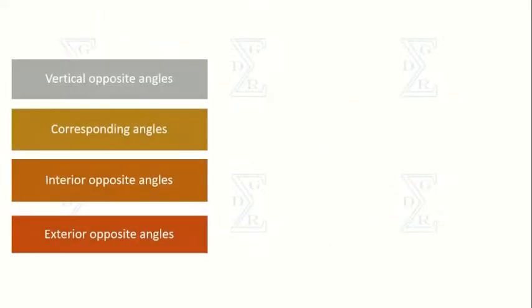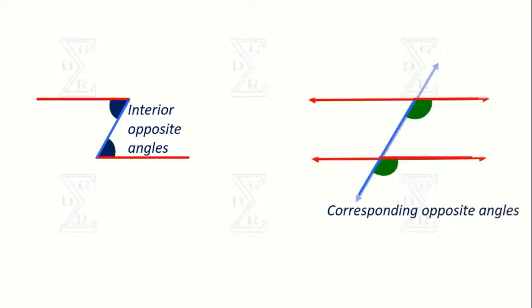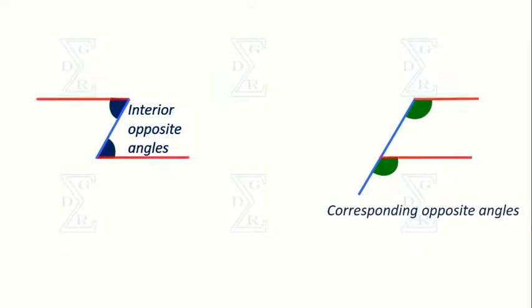To remember these angles, the angles in the letter Z, according to the transversal, are interior opposite angles, and the opposite of these angles are exterior opposite angles. The angles in the letter F, according to the transversal, are corresponding angles, and the adjacent angle in this figure is a linear pair, that is 180 degrees. If we observe the line segments in the two letters, the line segments are parallel.